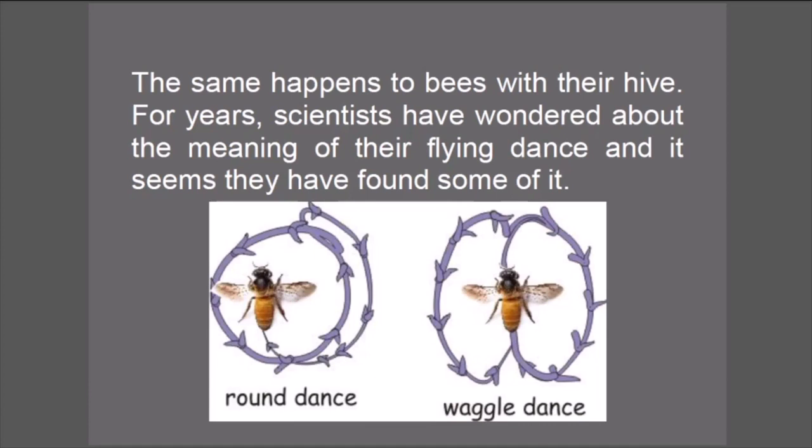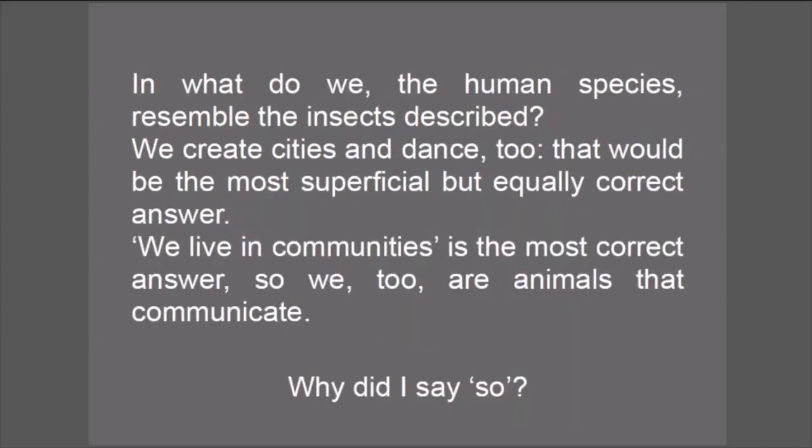The same happens to bees with their hive. For years, scientists have wondered about the meaning of their flying dancing, and it seems they have found some of it. Round dance, waggle dance. In what do we, the human species, resemble the insects described? We create cities and dance too. That would be the most superficial but equally correct answer. We live in communities is the most correct answer. So we too are animals that communicate.